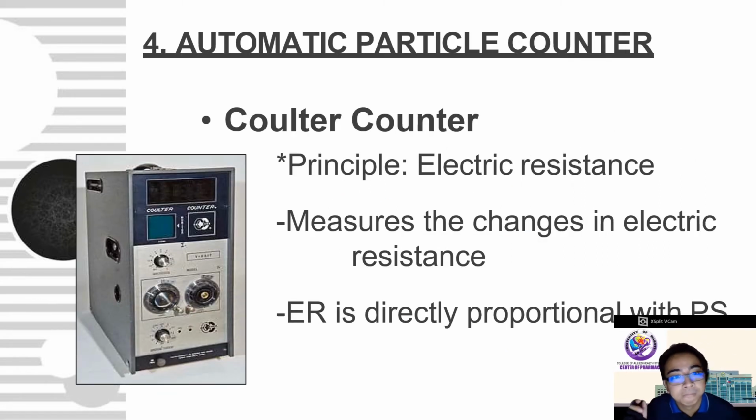Okay? Next one. Automatic particle counter. So we have here class what we call the Coulter counter. Okay? The Coulter counter, class, uses the principle of electrical resistance. Okay? So it measures the changes in electric resistance offered by the powder. Now, the relationship, class, between electrical resistance and particle size is simply directly proportional.